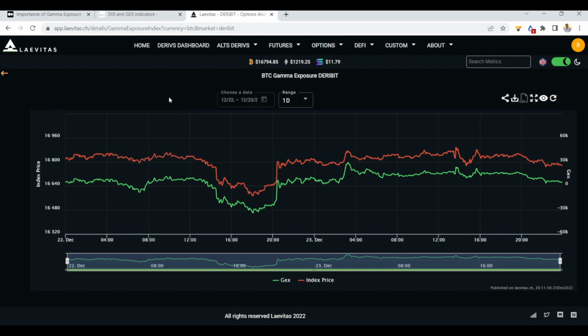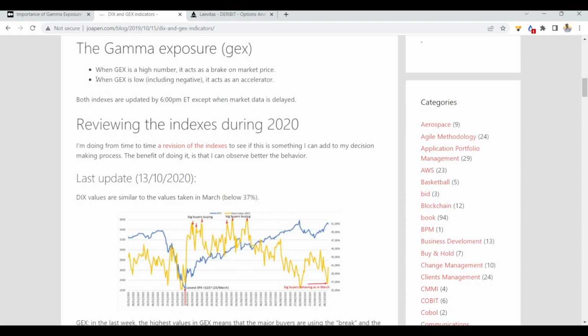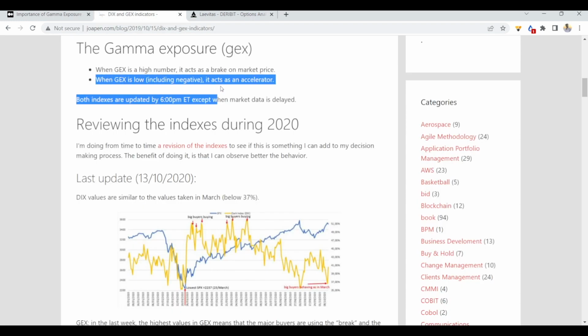Now, what I think is more interesting is when gamma is very, very negative. This is exactly what happened on GameStop. GameStop was actually a stock that had a lot of negative gamma. Why is that important? Well, look at this right here. When GEX is negative, it acts as an accelerator to price.